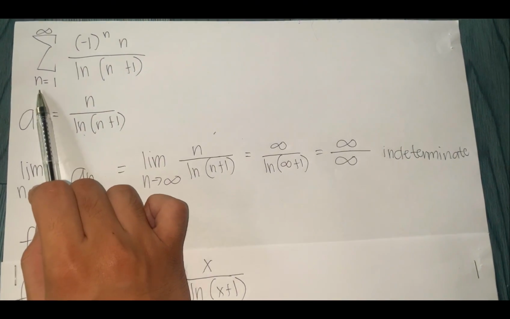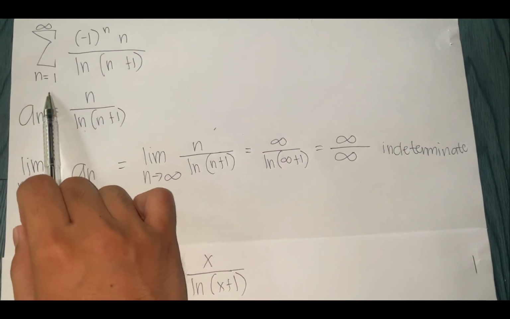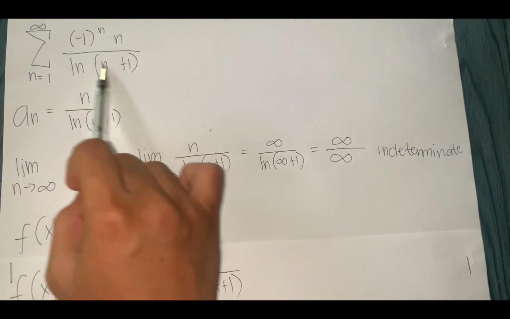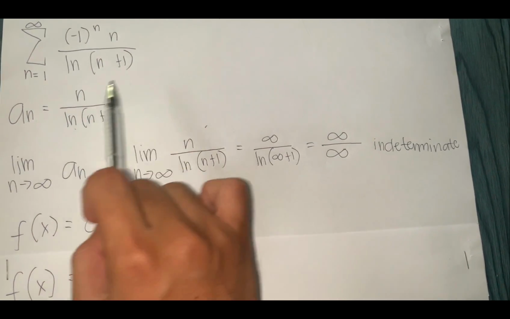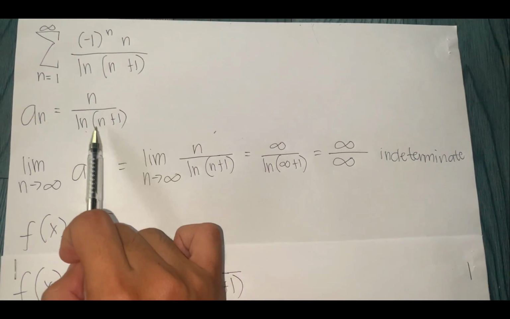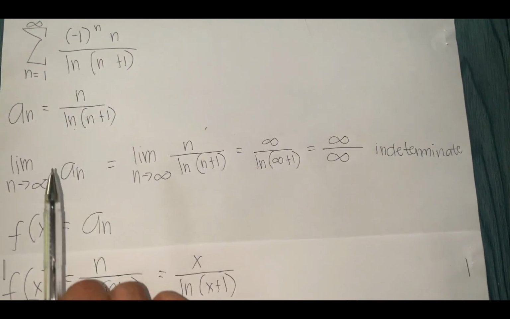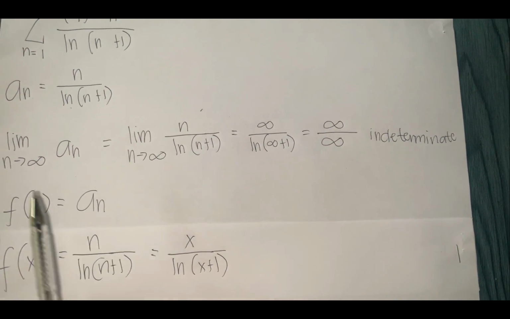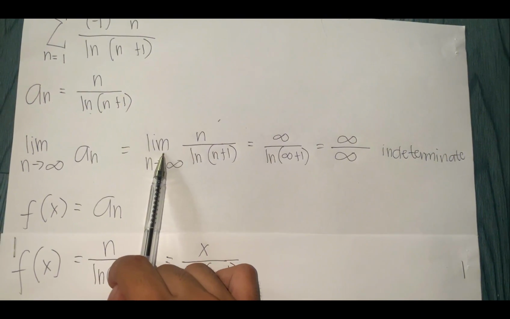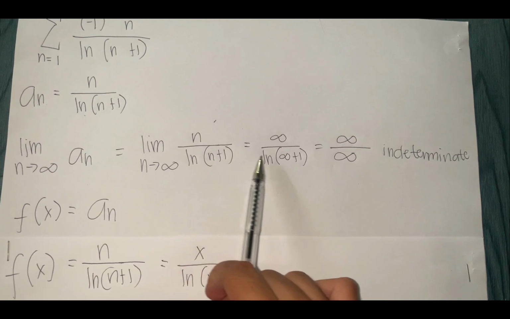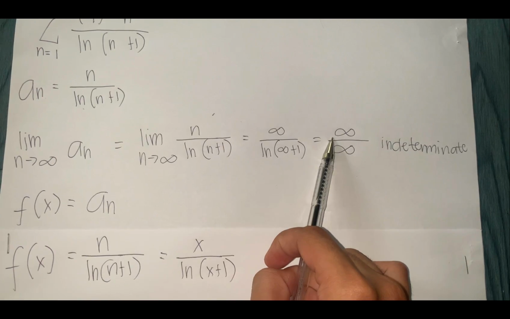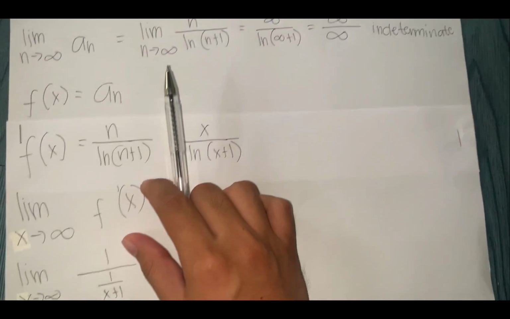So we have here the example. The summation from n equals 1 to infinity of (-1)^n times n over ln(n+1). So let a sub n equal n over ln(n+1). Let's do direct substitution in the limit, as n approaches infinity. With direct substitution, we get an indeterminate form, so since it is indeterminate, let's use L'Hopital's rule.